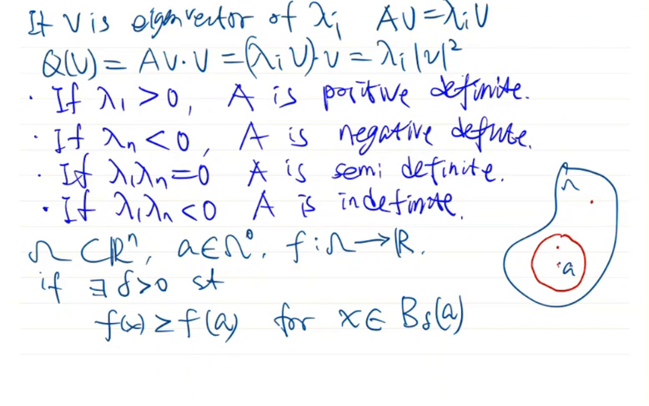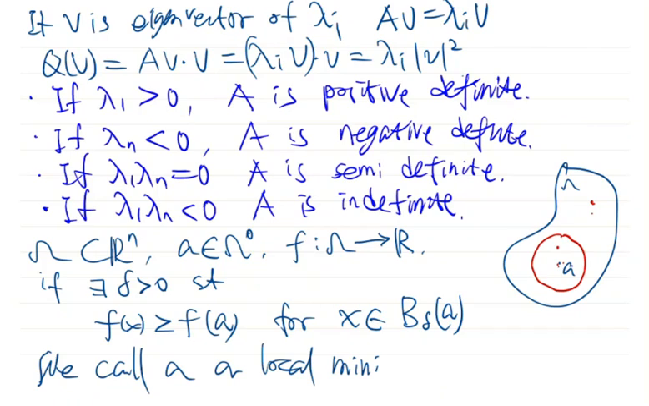But globally, maybe there are some points far away from A in omega where the value of f is less than f(A). So f(A) is locally minimum, but not globally, in omega. In this case, we call A a local minimizer of f. f(A) is the local minimum, the value is the local minimum, and A itself is called the local minimizer. Similarly, you can define a local maximizer and a local maximum. And also, the inequality here you can replace by a strict inequality, so you get a strict local minimizer or strict local maximizer.